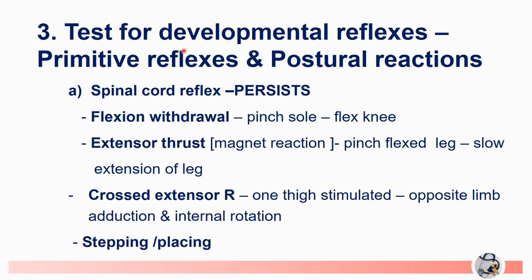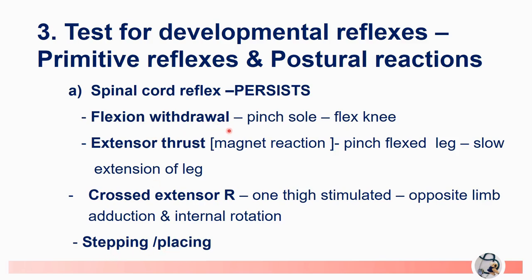Then test for developmental reflexes. Here, start with the primitive reflexes and then check for the postural reactions. In the cerebral palsy child, you start with the spinal cord reflexes, which are persisting in the cerebral palsy child. The spinal cord reflexes you should check are flexion withdrawal, extensor thrust, cross extensor reflex, stepping and placing.